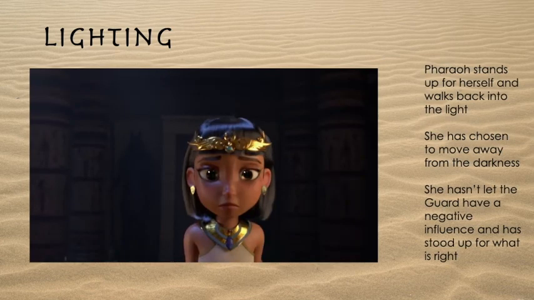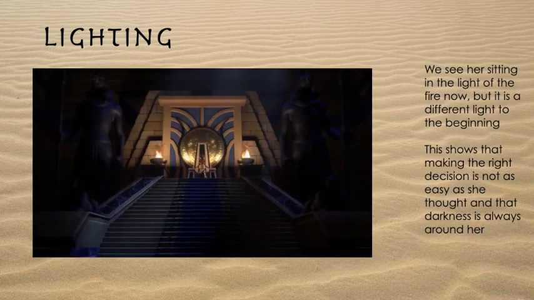light. Fortunately, the Pharaoh stands up to the guard, and as she stands up for herself, she walks back into the light. Here we can see that she has chosen to move away from the darkness, and she hasn't let the guard have a negative influence and has stood up for what was right. At the end of the film, we see a similar shot to the beginning, however it's much darker. Despite this, the Pharaoh still sits in the light, representing that she's still chosen to be good, even though darkness seems to be surrounding her.